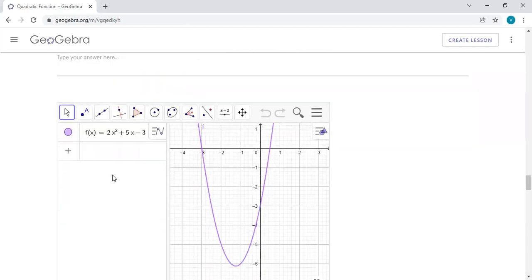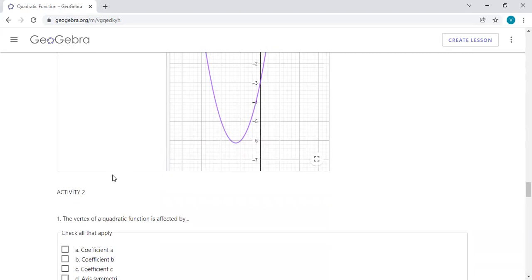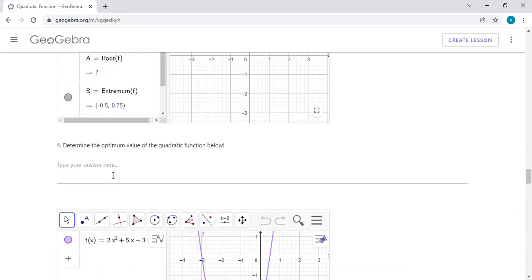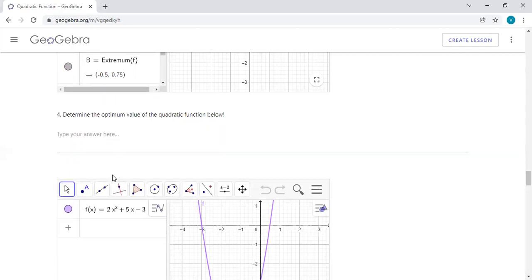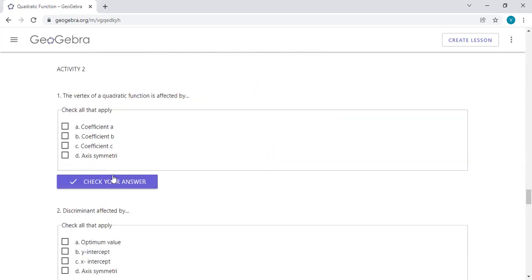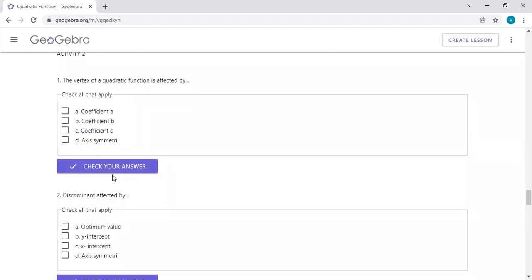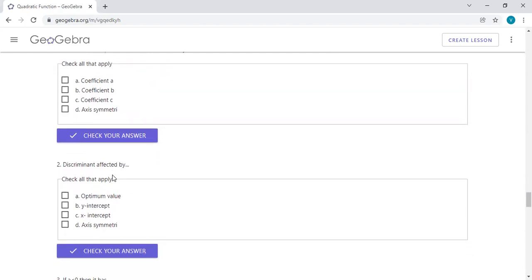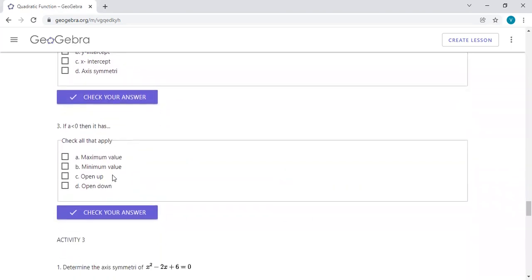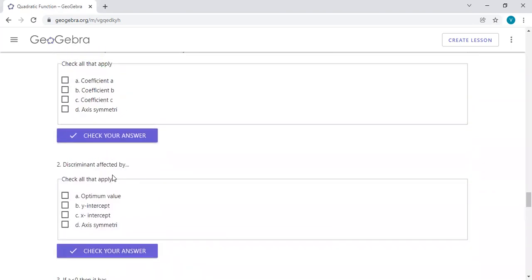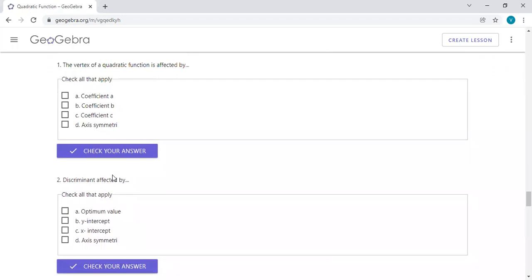Next to activity 2. I gave several multiple choice questions. There are 3 questions. This is intended to strengthen students' understanding of the quadratic function material.